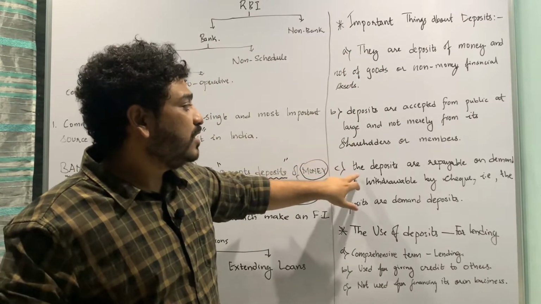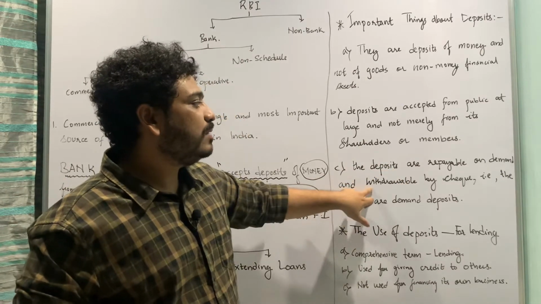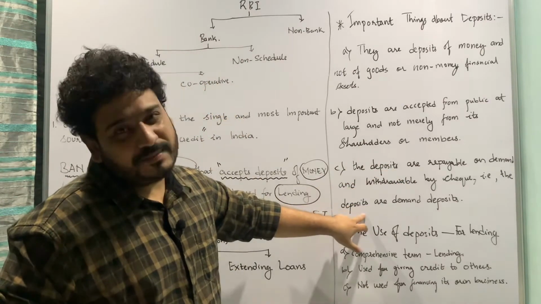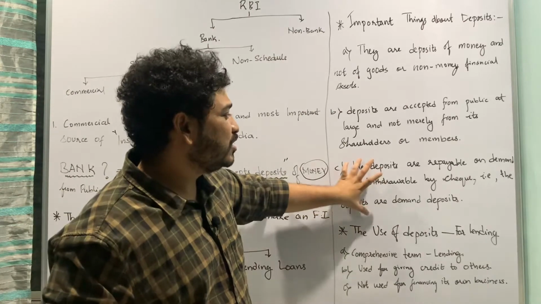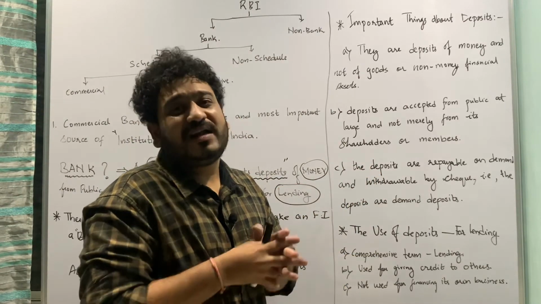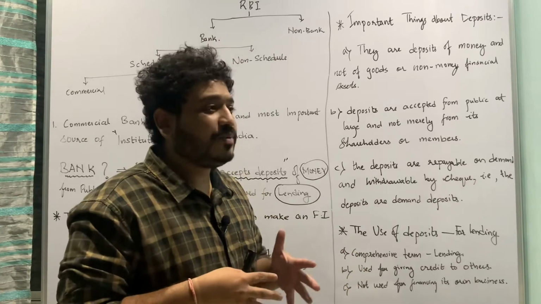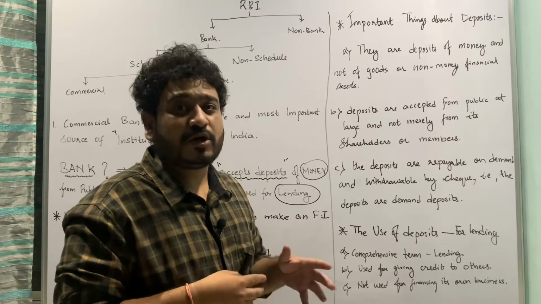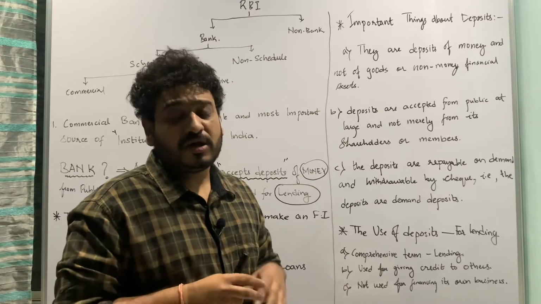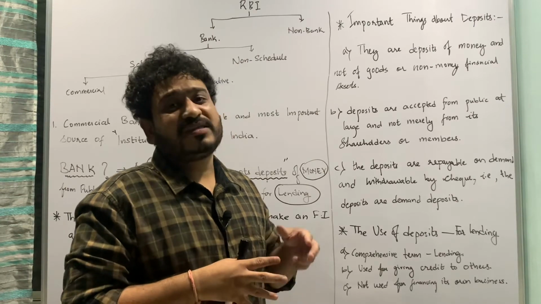Furthermore, the deposits are repayable on demand and withdrawable by check. That is, the deposits are demand deposits. I hope you know this point. In the previous class I explained what demand deposits and time deposits are. Demand deposits are those deposits which are withdrawable at any particular time. On the contrary, time deposits are not. Time deposits are, for example, a fixed deposit.